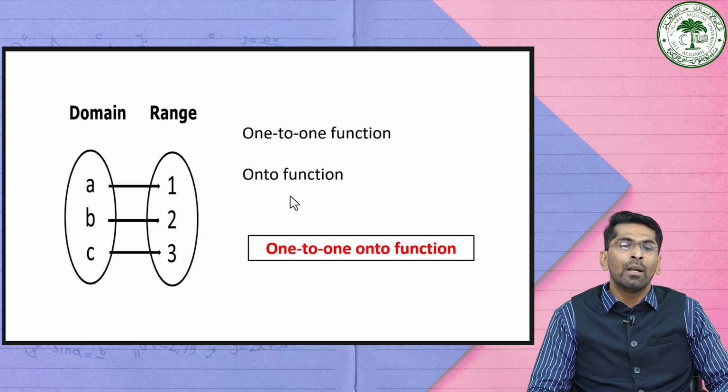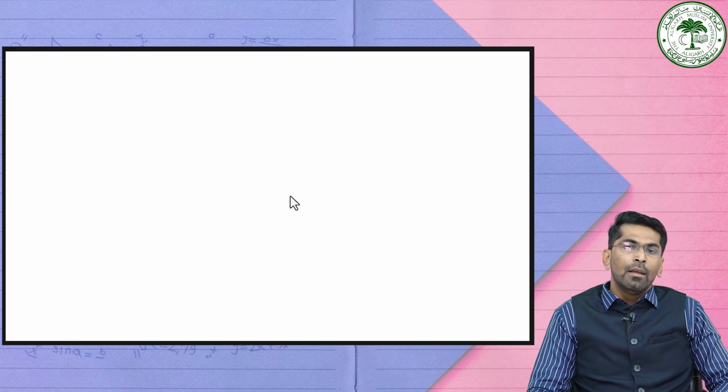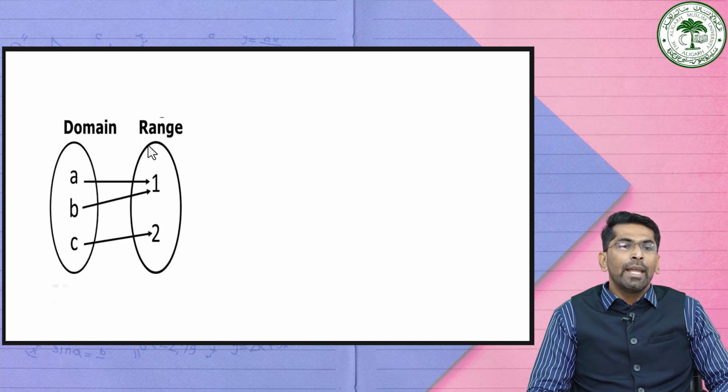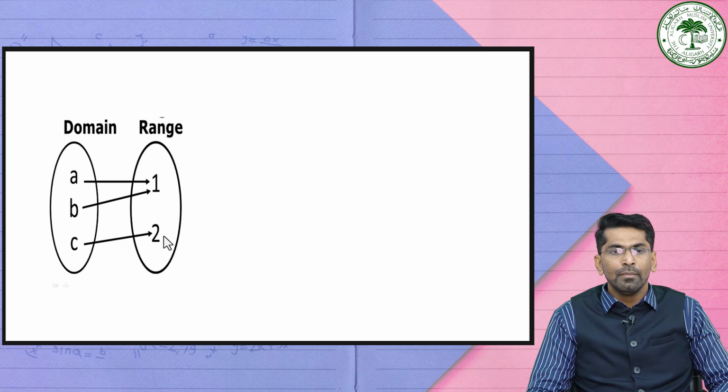It is a one-to-one onto function. Now consider another mapping. See, the domain and range are given here. The elements of the domain are A, B, C and the elements of the range are 1 and 2. See what type of mapping it is. Two elements in the domain, that is A and B, share a common element in the range, that is 1. So in this case, which type of function is it?